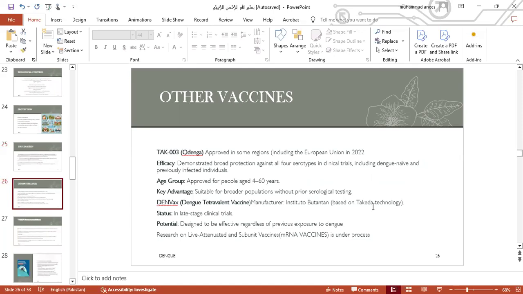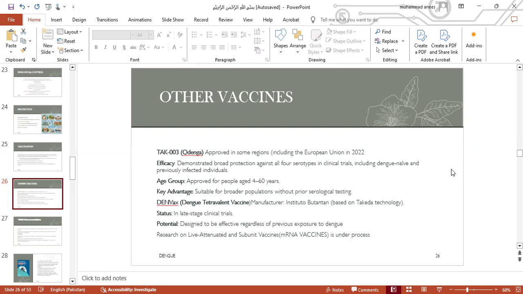Moving on to the other one, which is TAK003 or Qdenga. It is approved in some regions, including the European Union in 2022. This is also a tetravalent live attenuated recombinant vaccine. Unlike Dengvaxia, Qdenga can be given to prevent disease in people who have never been infected. So the efficacy is demonstrated to be having a broad protection against all four serotypes in clinical trials, including dengue naive and previously infected individuals, which has already been discussed. The age group is 4 to 60 years of age. The key advantage is it is suitable for broader population without prior serological testing.